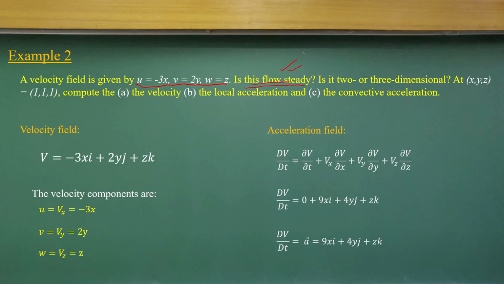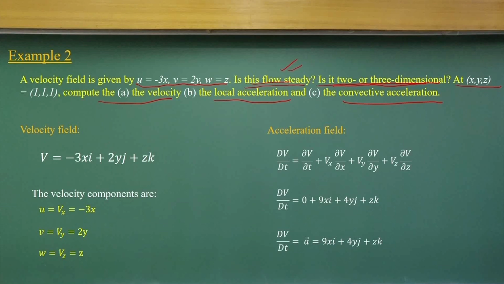It is very straightforward. Is it two-dimensional or three-dimensional? You just look at it. There is an x component, a y component, and a z component. So, it is three-dimensional in terms of the positions. Now, at x, y, z, compute the velocity, which is very easy, and the local and convective accelerations. So, this is a very easy problem compared to the previous ones.